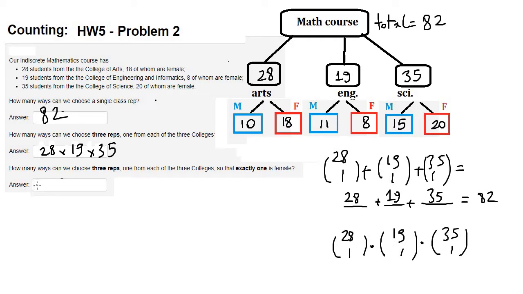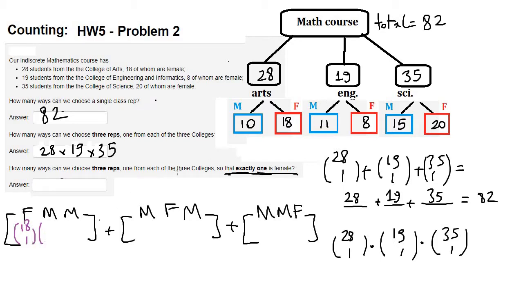Part C is how many ways can we choose 3 representatives, one from each of the 3 colleges, so exactly one is female. This time we're going to combine 3 different situations. We want to ensure, picking male from engineering is 11 choose 1. Picking male from science is 15 choose 1. Picking male from arts is 10 choose 1. Picking female from engineering is 8 choose 1. And picking male from science is 15 choose 1. Picking male from arts is 10 choose 1.